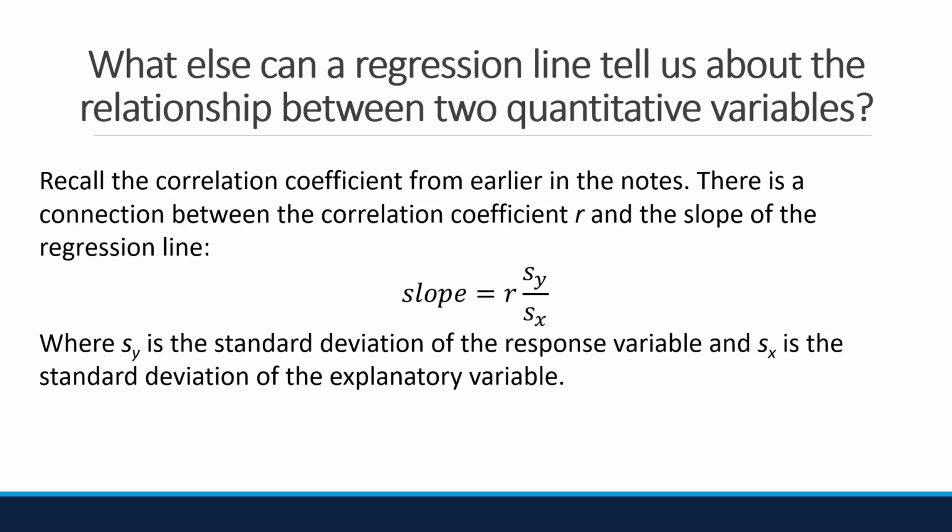Recall the correlation coefficient. There is a connection between the correlation coefficient r and the slope of the regression line. Here, s sub y is the standard deviation of the response variable, and s sub x is the standard deviation of the explanatory variable. For more information on regression, there are links in the notes to a series of videos from Khan Academy.